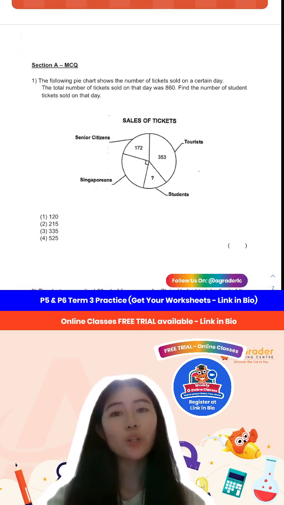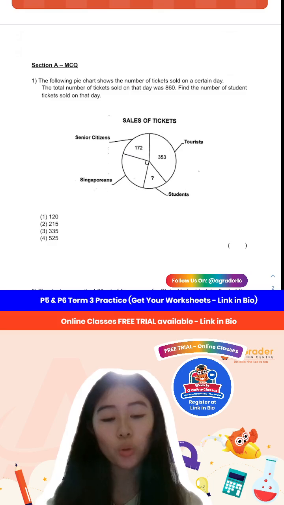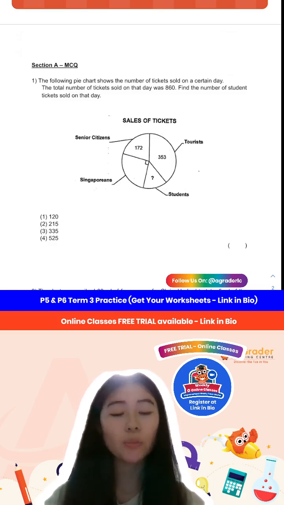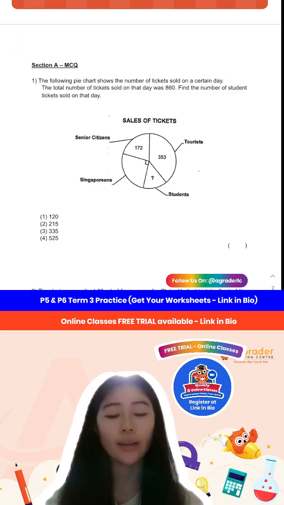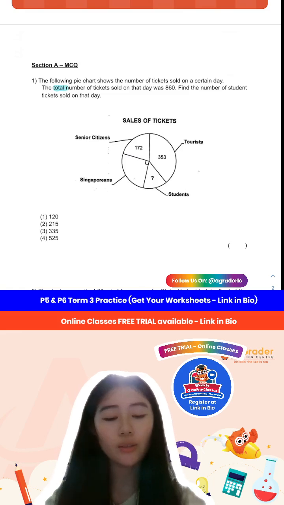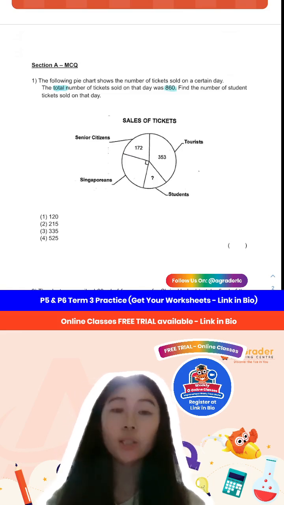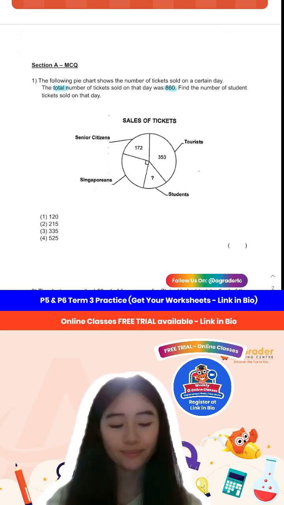Okay. So our first question in MCQ will be a pie chart question. So the following pie chart shows the number of tickets sold on a certain day. The total number of tickets sold that day was 860. Find the number of student tickets sold on that day.